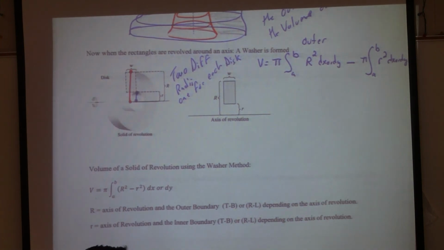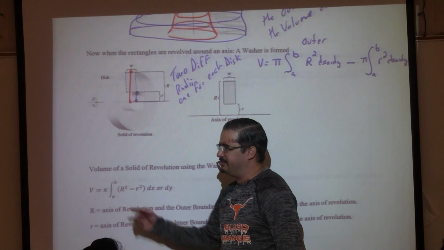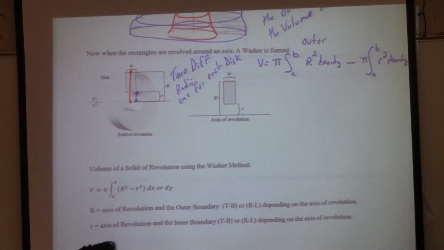The part that kids always forget is to square the radii after they find them. They just get them and then subtract them. They don't square each one before they subtract. So be careful, don't make those mistakes.